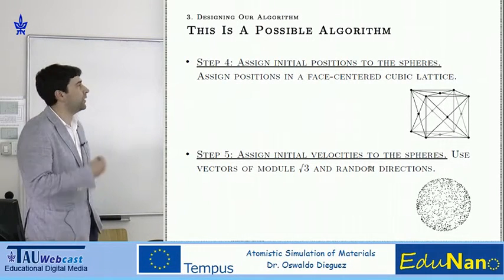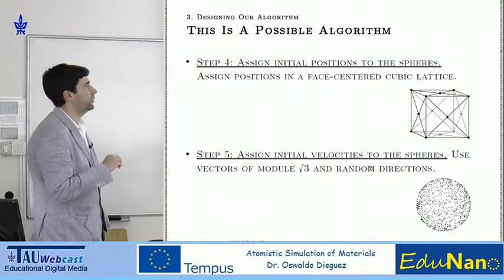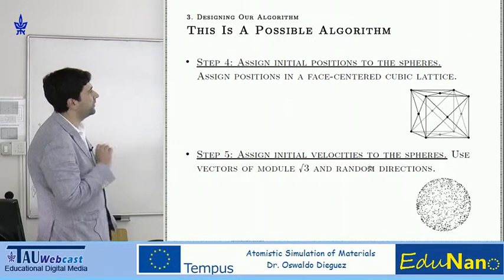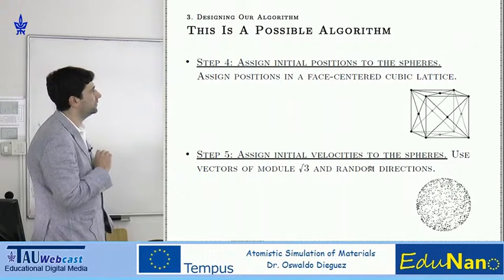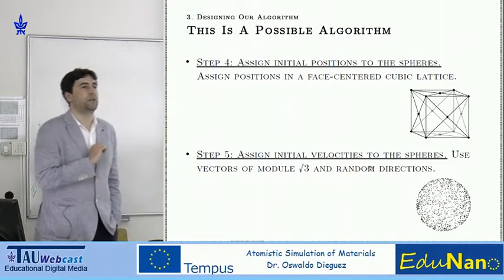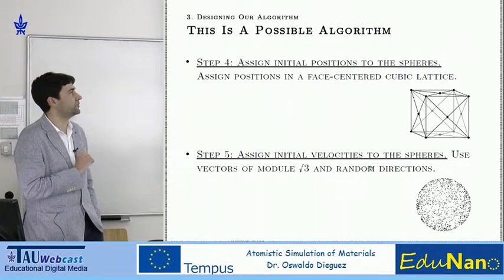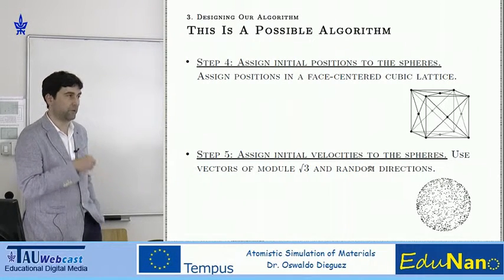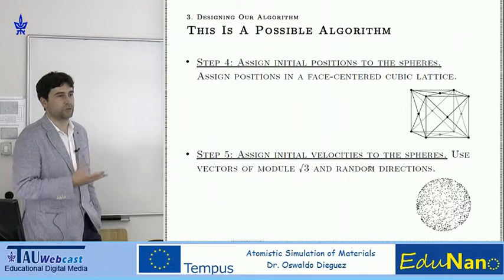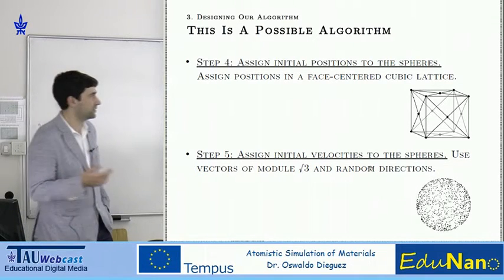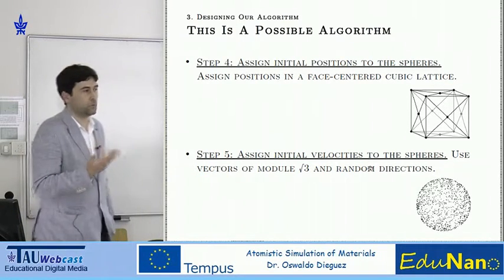Okay, so now we know how many balls we have. We know how many steps we want to do. We know everything about our system. We just need to generate the initial conditions. Okay, and these initial conditions have to be random. I mean, if we are going to do simulations, if they were not random, every time I do a simulation, I would get the same answer. Okay, so there are several ways to go about it.